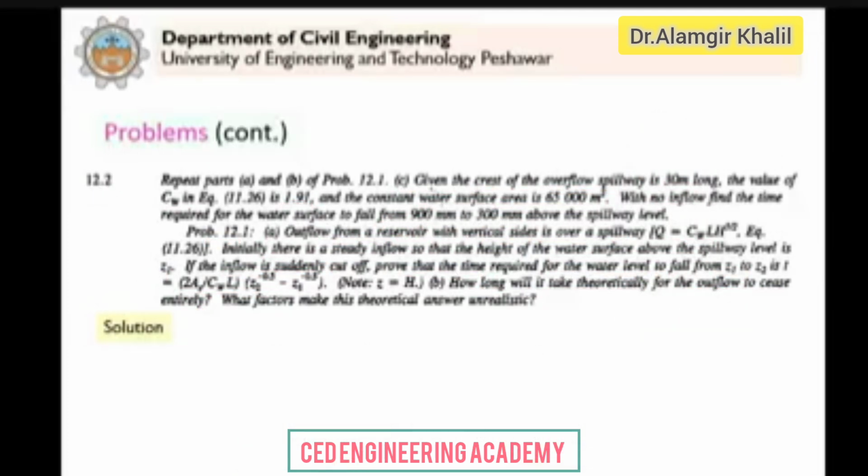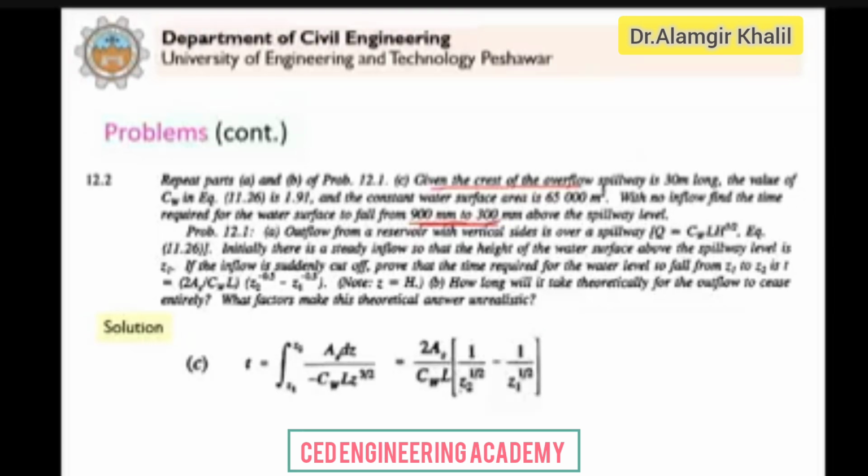Part C of the question asks how much time it will take for the water level to drop from 900 millimeter to 300 millimeter. So it is easy. We have just this equation that we developed. So from 900 to 300 millimeter, everything is given: 0.3 and this is 0.9. Keep the units consistent. So 0.9 and 0.3, and the time that we get will be 1751 seconds, or divide by 60, 29.2 minutes. So this much time it will take for the water level to change from 900 millimeter to 300 millimeter.